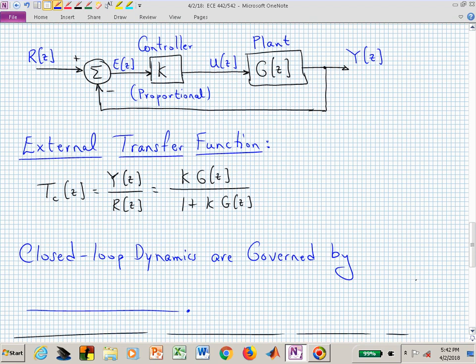Now, if this is our closed loop transfer function, T sub C of Z, what's influencing in that expression, in that transfer function, what governs the closed loop dynamics? What do we want to think about or concentrate on or focus on if we're interested in the closed loop dynamic behavior of that system?